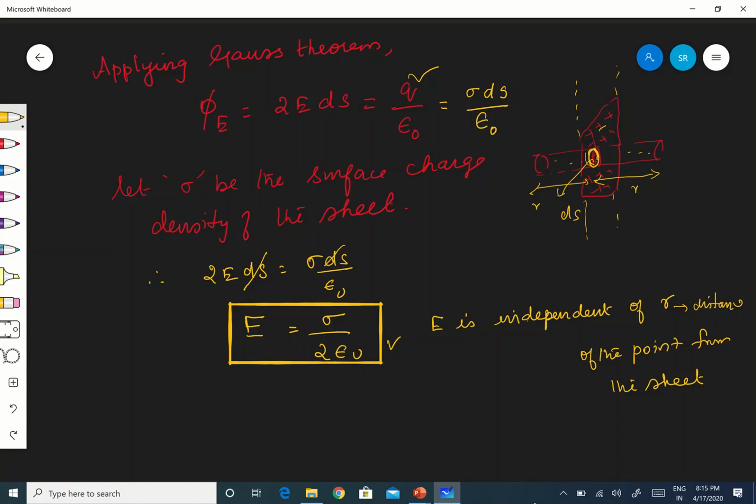You know that E is independent of distance, but it won't go up to infinity, no? So this is valid only if the distance is not very much far away from the sheet. If it is at a very large distance, how can you say what electric field will be there? So the distance is not that much far from the sheet, only then it is valid. Are you following? Right. Now, hope you are following.